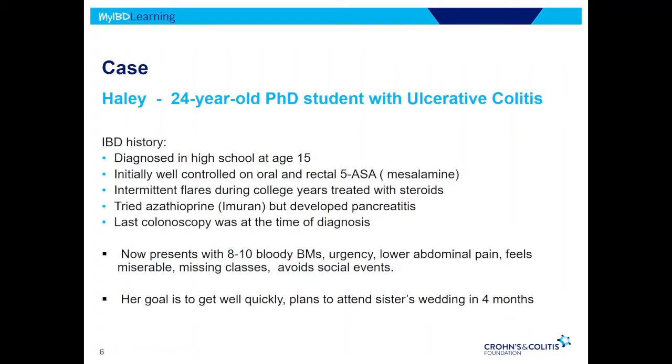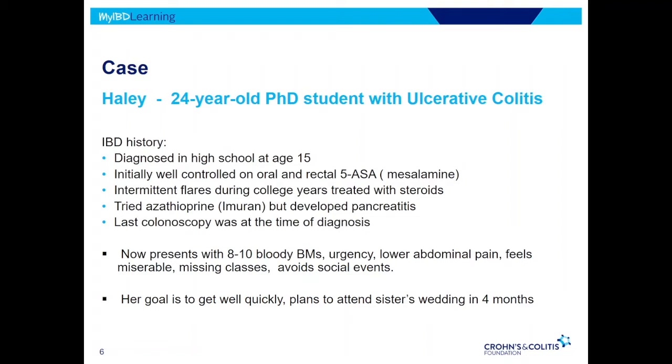Her last colonoscopy was at the time of the initial diagnosis. Now she is experiencing symptoms of a flare, essentially all the symptoms that you'd expect from a flare of ulcerative colitis, which is frequent bowel movements, blood in her stool, urgency, or the need to rush to the restroom when she's having abdominal cramping, and blood in her stool.